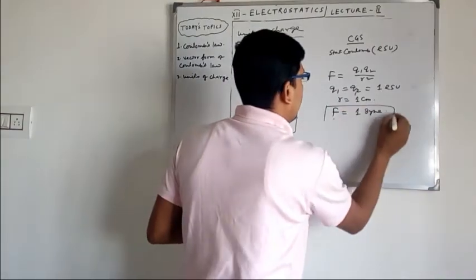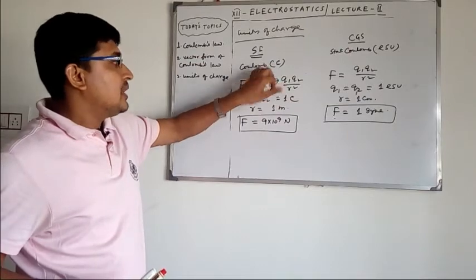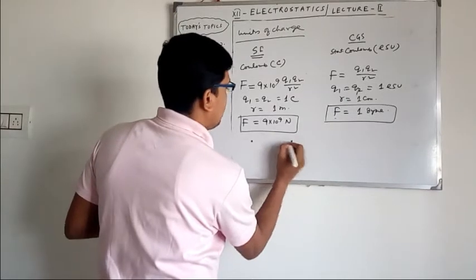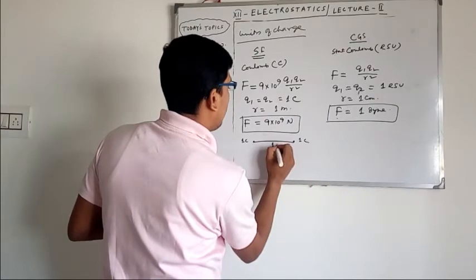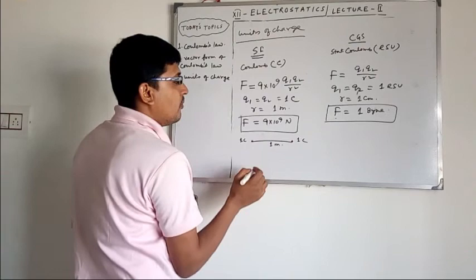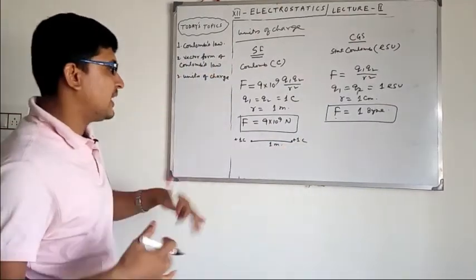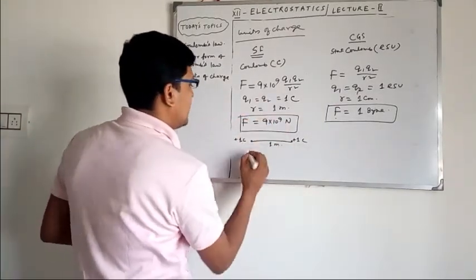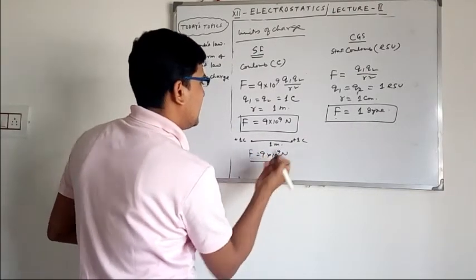That means we are saying that if both are 1 coulomb charge particles, this is a 1 coulomb charge particle and this is a 1 coulomb charge particle, and there is a 1 meter distance between them, then the force of repulsion, if the charge particles are positive, between these two charge particles will be F equals 9 × 10^9 Newton.